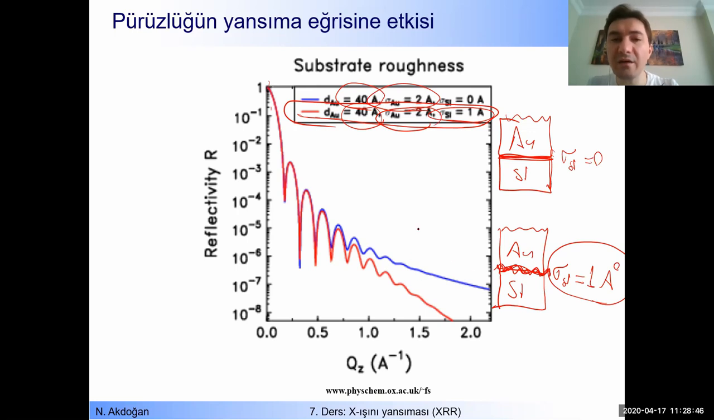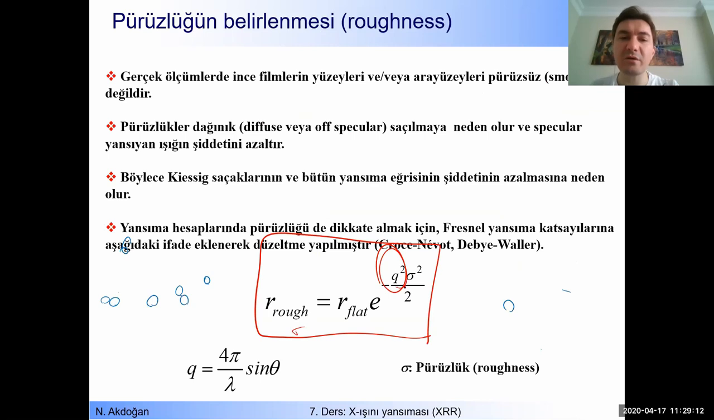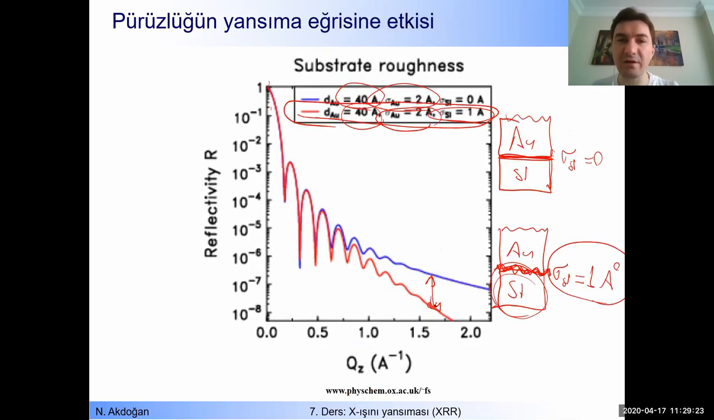But why does this intensity difference between the blue one and the red one become dominant at higher angles? Because at higher angles, X-rays start to enter into the substrate very much, okay? And depending on the angle, this term becomes more dominant here. At higher Q, at higher angles, the effect of the roughness will be very dominant and the intensity will go down. With that one, I finished my lecture.